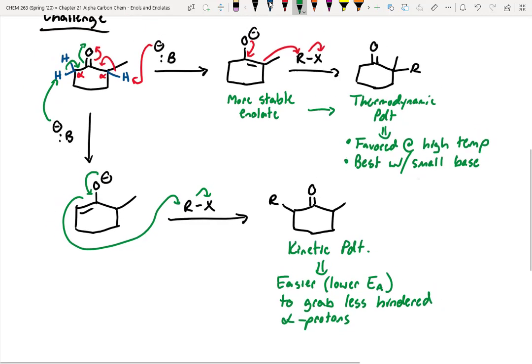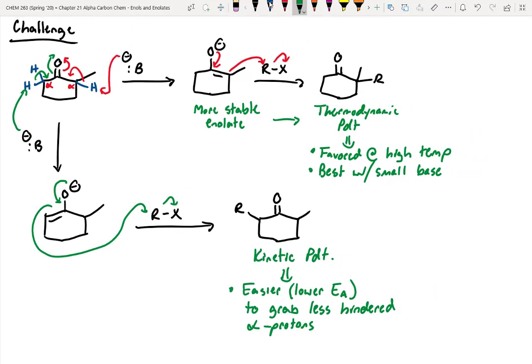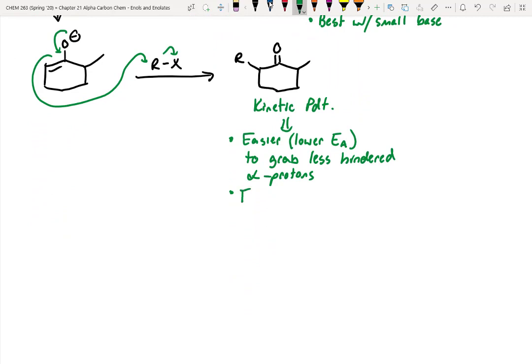And if we think about this, kinetic products are usually favored at lower temperatures, right? Because we don't want to give it enough energy where it could wiggle its way in and grab this more hindered proton. So it's kind of the opposite of the thermodynamic pathway. And we could say that this is going to be favored at low temp. And like I said before, a lot of this simply depends on the size of your base, that this is favored with bulky bases.